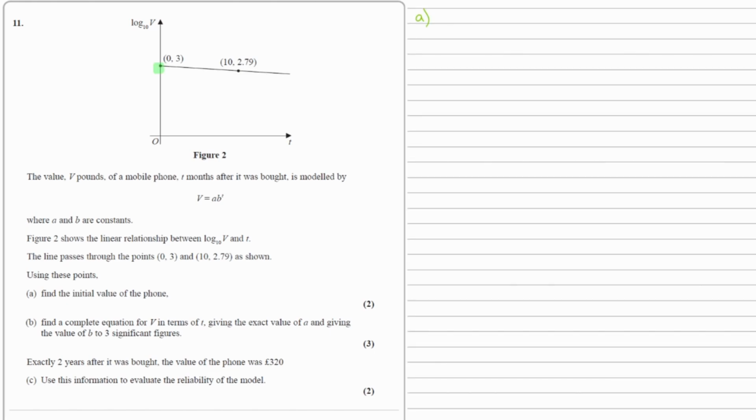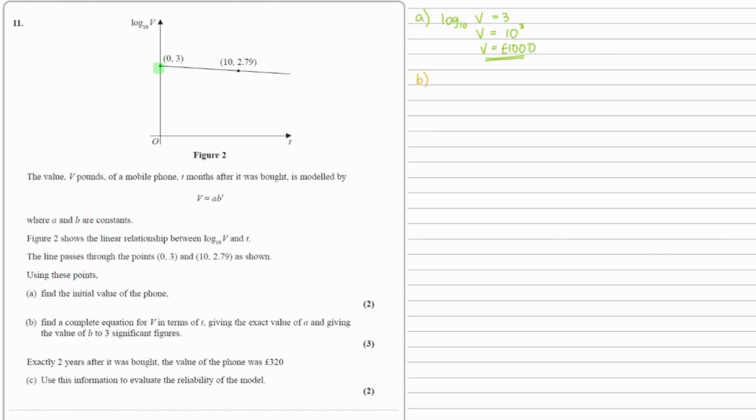So for part A, the initial value of the phone is where t is equal to 0, and we can see that that is when it is equal to 3. So log V is equal to 3, and because we are looking for the value, we would then do V is equal to 10 to the power 3, and that gives us £1,000.